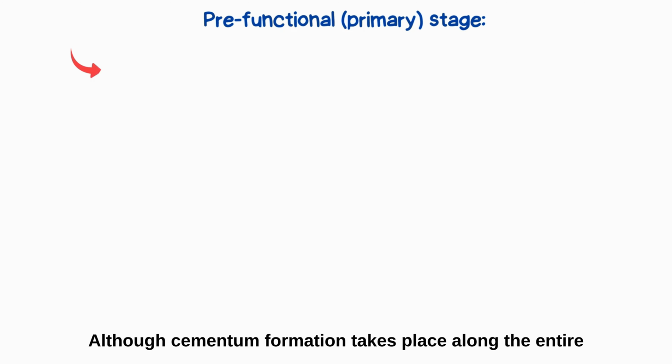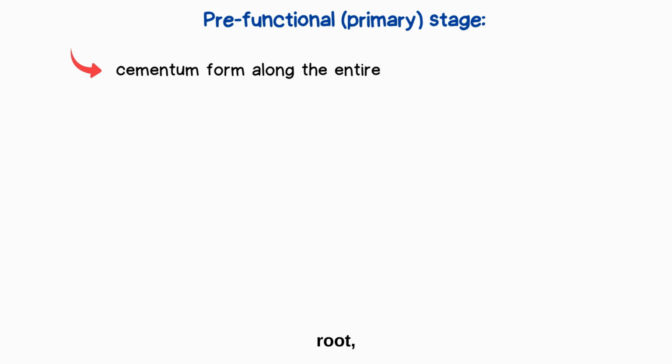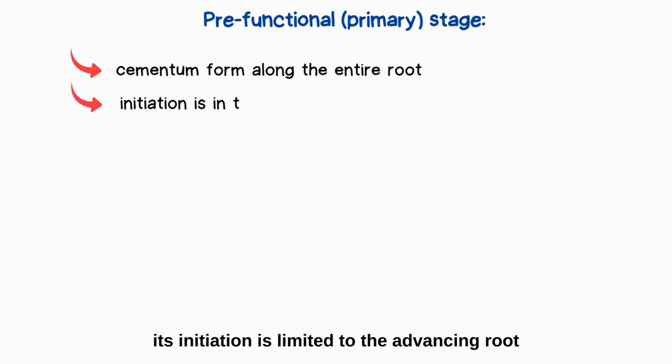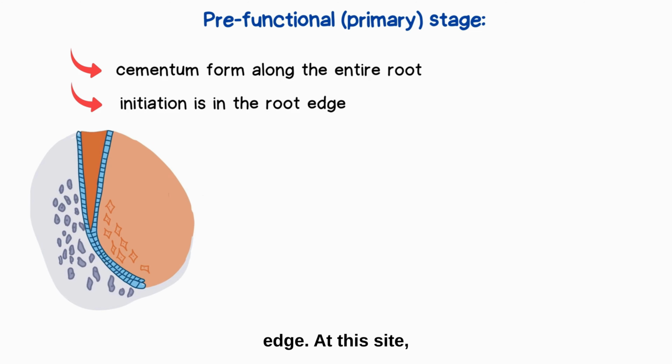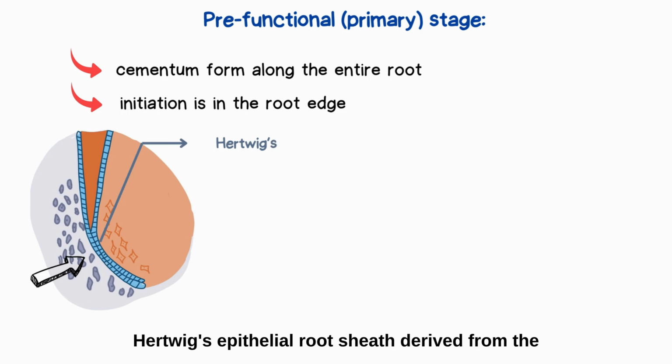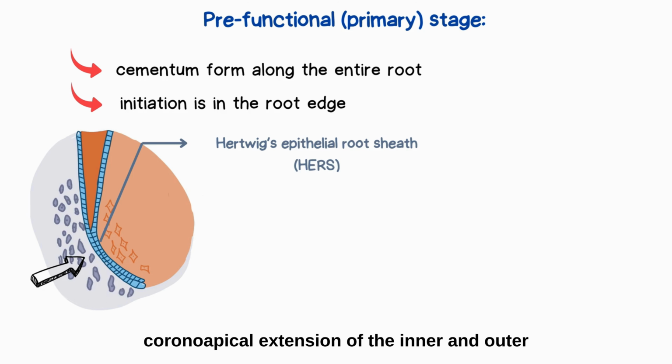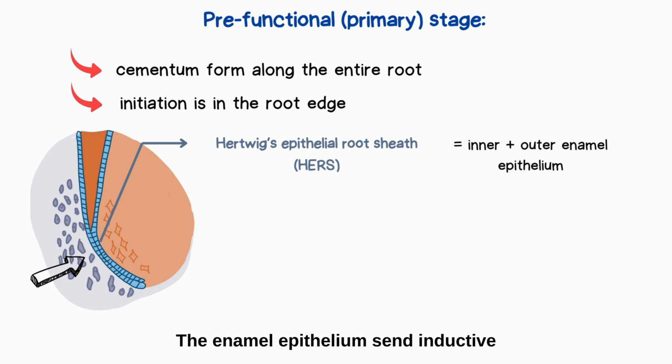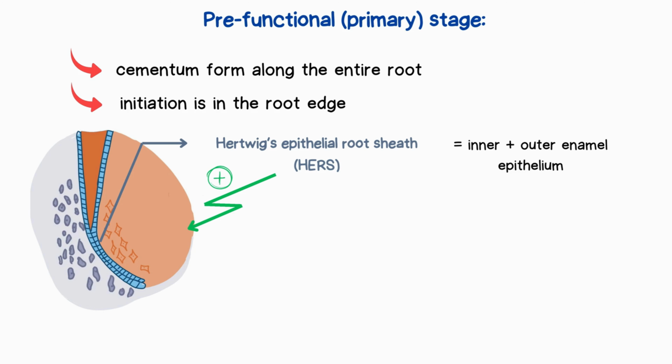Although cementum formation takes place along the entire root, its initiation is limited to the advancing root edge. At this site, Hertwig's epithelial root sheath, derived from the coronoapical extension of the inner and outer enamel epithelium, sends inductive signals to start cementum formation.